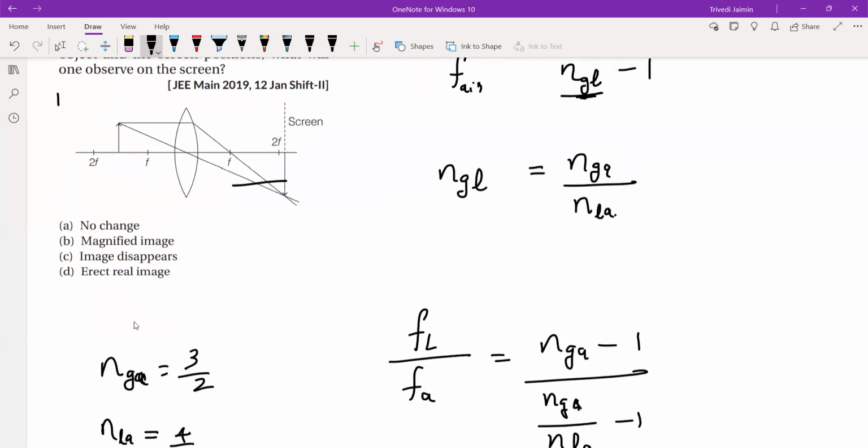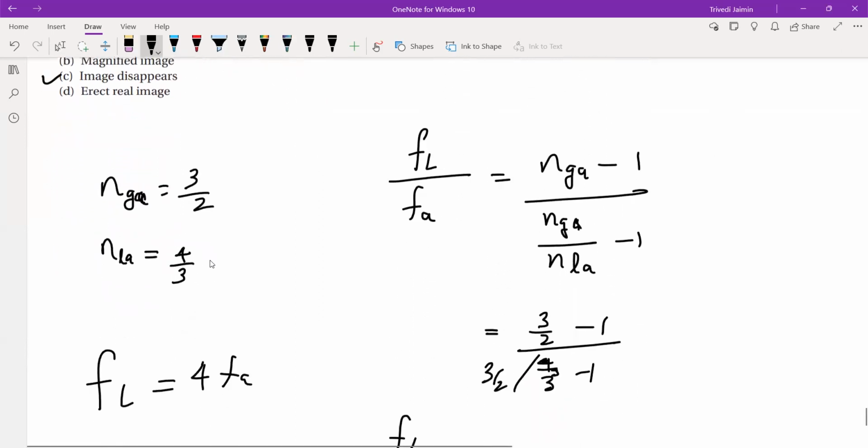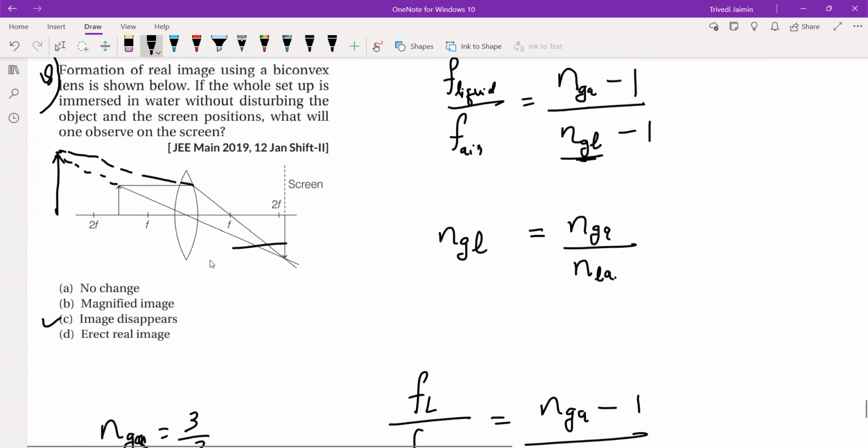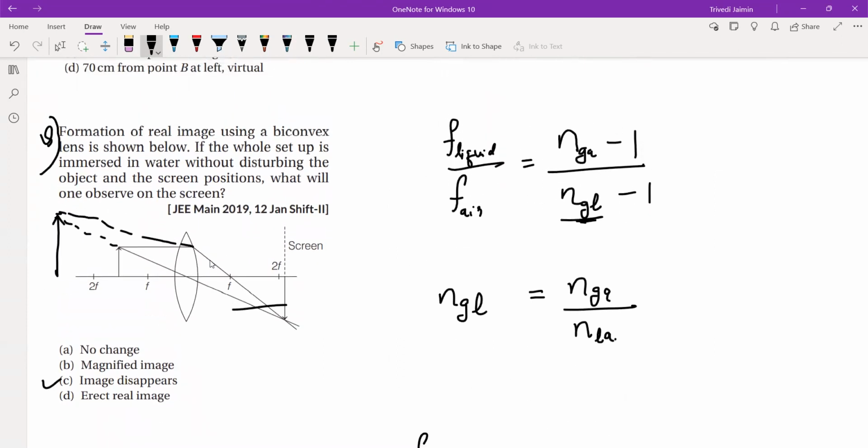Four times means let's assume this side. So it is more than that. It is not focused, so the image will disappear from the screen. It won't be visible on the screen, because maximum it can get is 2 times. If focus is 2 times here, twice focus is the center of curvature. Here we have 4 times. Okay, understood? So this is a new formula for you.